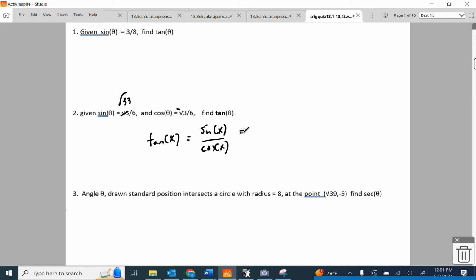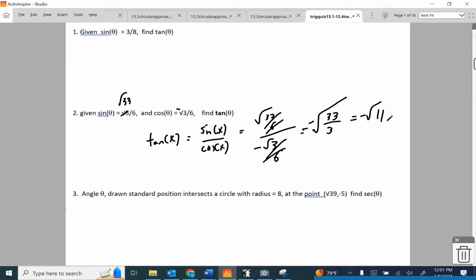And if the sine is root 33 over 6, and the cosine is negative root 3 over 6, the 6's are in corresponding positions, and I get the same thing I had before. Negative root 33 over 3, which is negative root of 11. It's a shortcut to get through it.